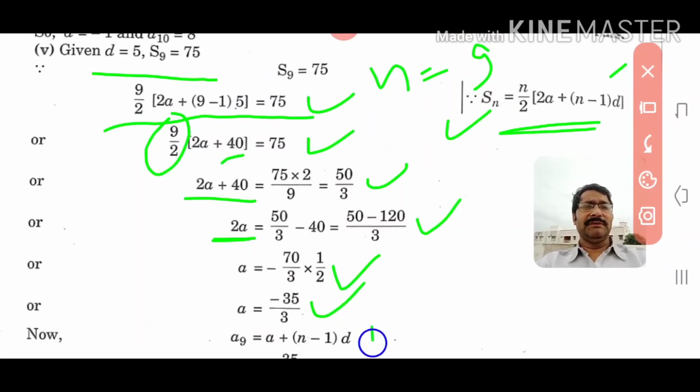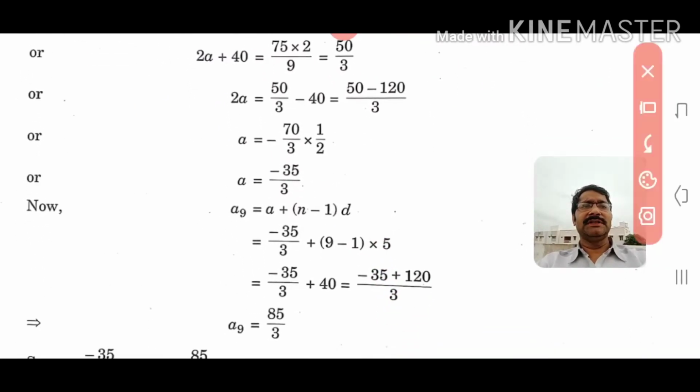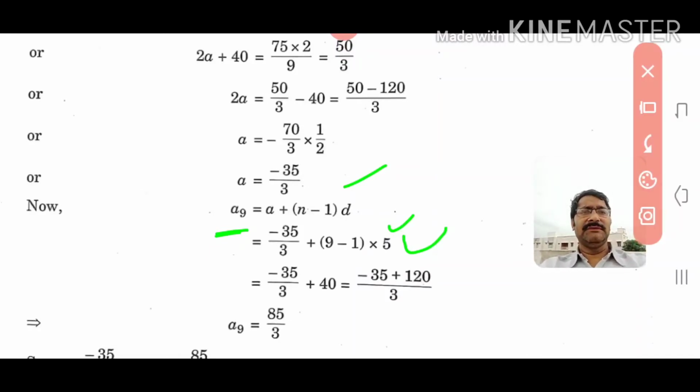Then what do we have to find? We have to find a9. So a9 equals a plus (n minus 1)d. Here a9 we have to find, and a we know already: a equals minus 35 by 3. This d is 5, and n is 9, since a9 means n is 9. So all these values we put here. We get a9 equal to minus 35 by 3 plus (9 minus 1) into 5.